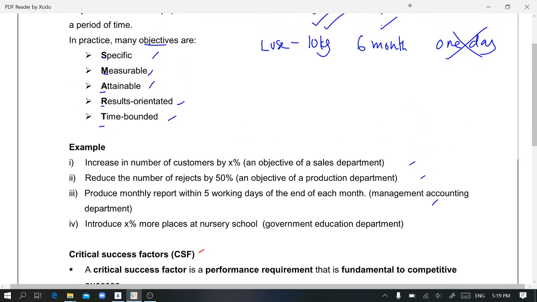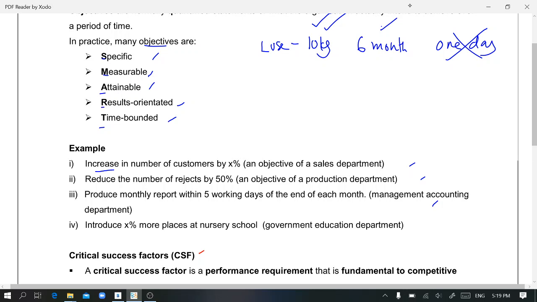Increase in number of customers, this is the goal. By how many percent? 10%. So we have the objectives here. Whose objective? Sales department's objective. Reduce the number of rejects by 50%. Whose objective? Production department's objective.